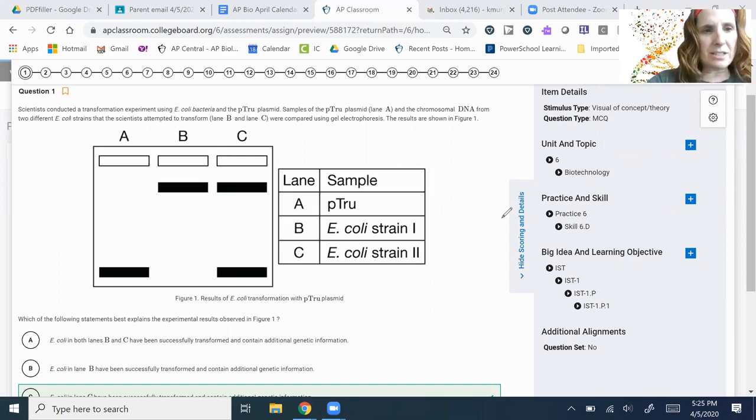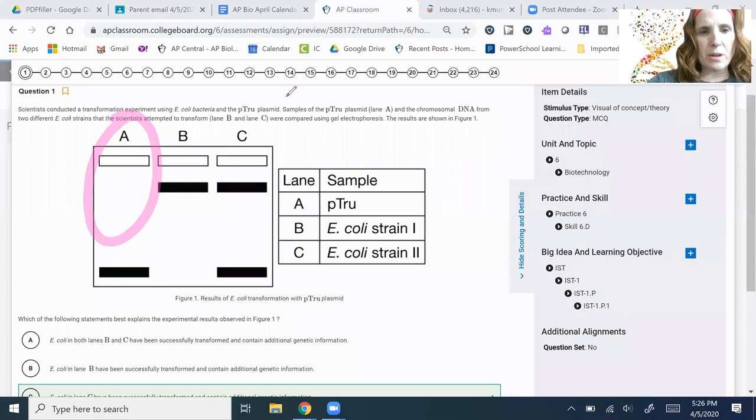It says scientists conducted a transformation experiment using E. coli bacteria and the P. true plasmid. Samples of the P. true plasmid, lane A, that's right there, and the chromosomal DNA from 2 different E. coli strains that scientists attempted to transform, lane B and C, were compared using gel electrophoresis. The results are shown in figure 1. The question is, which of the following statements best explains the experimental results observed in figure 1?